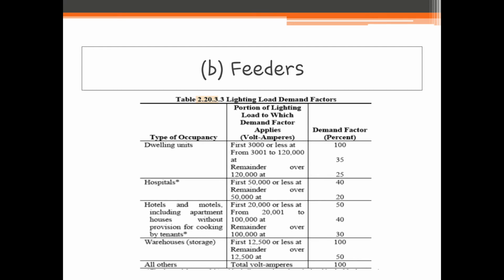Naa tay demand factor sa table, but know that the demand factor of this table shall not apply to the calculated load of feeders or services supplying areas in hospitals, hotels, and motels where the entire lighting is likely to be used at one time.